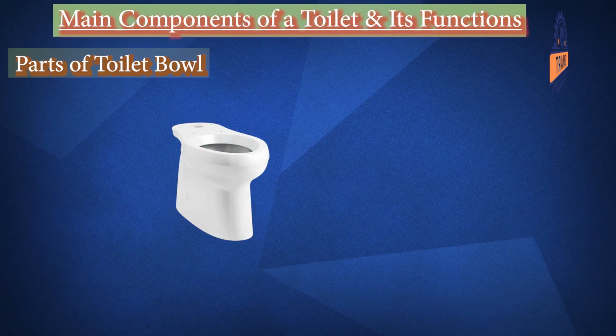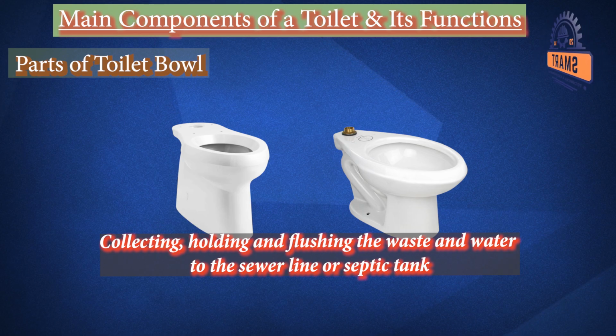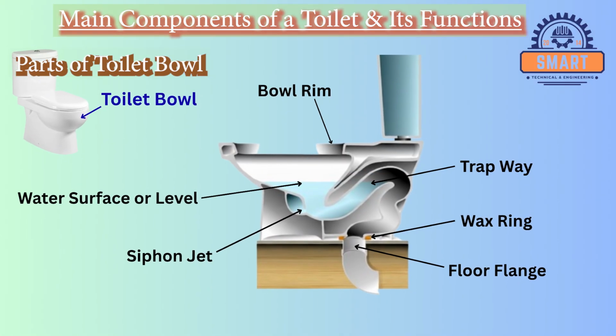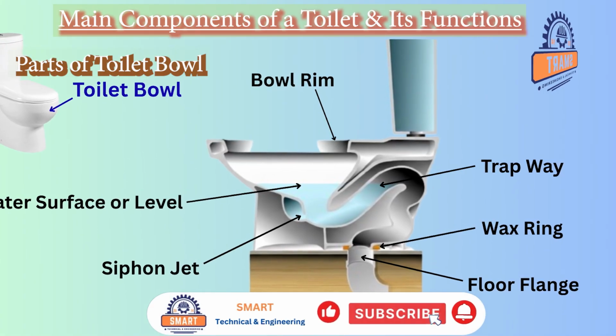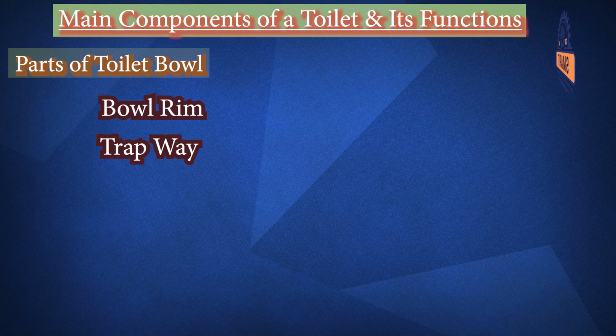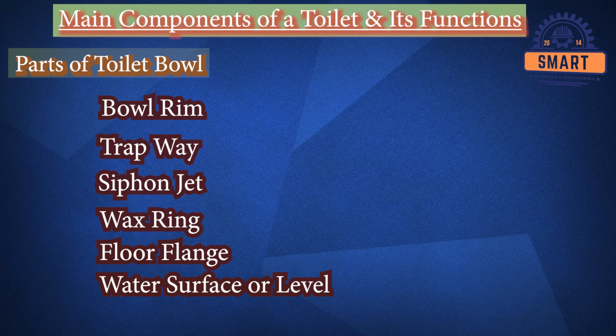The toilet bowl parts are responsible for collecting, holding, and flushing the waste and water to the sewage line or septic tank. This is the toilet bowl diagram that gives you a brief overview of the parts without any complications. Parts of the toilet bowl are the bowl rim, the trapway, the siphon jet, the wax ring, the floor flange, and the water surface or level.